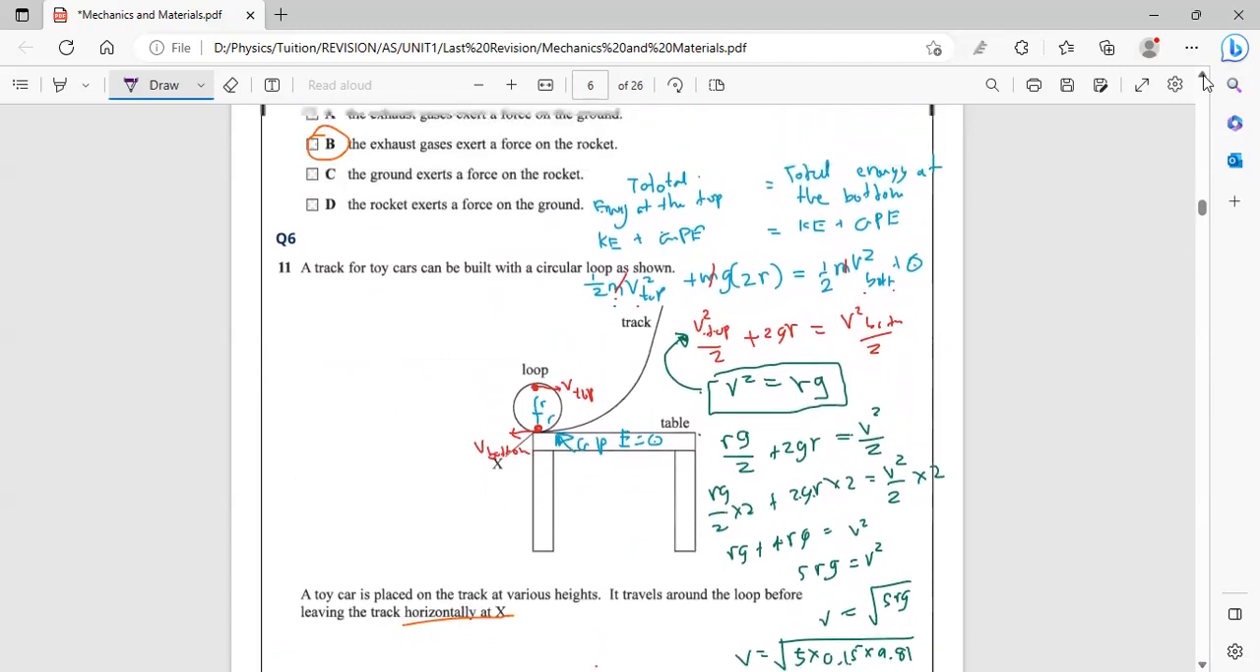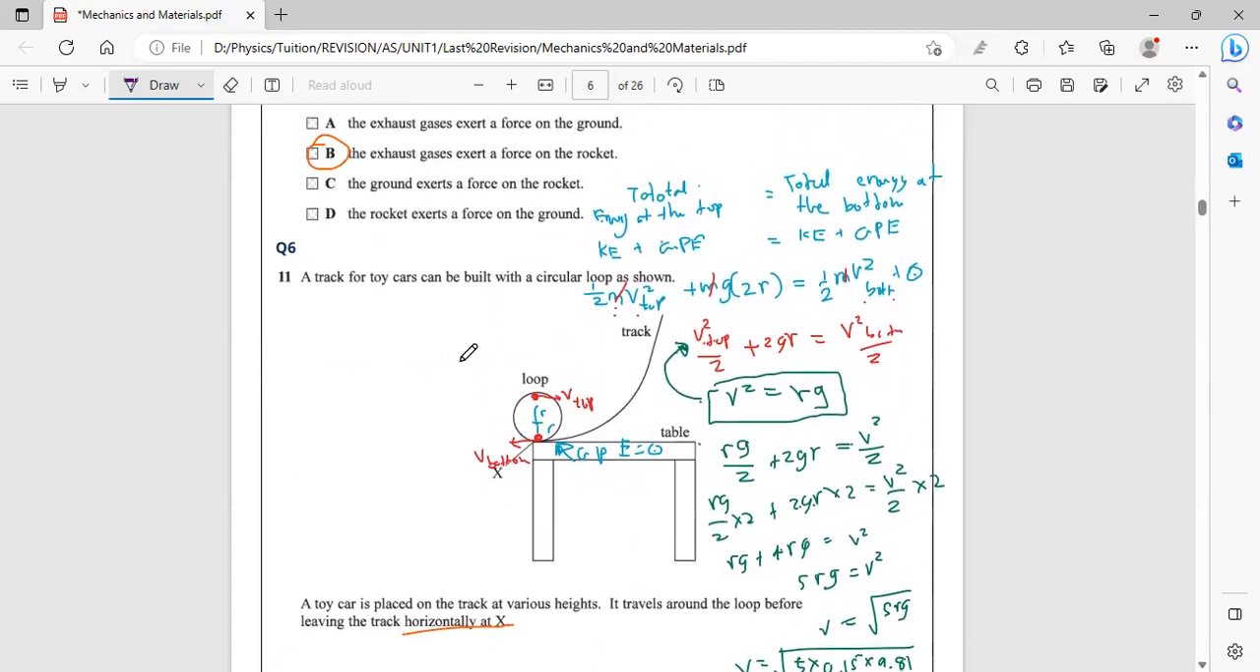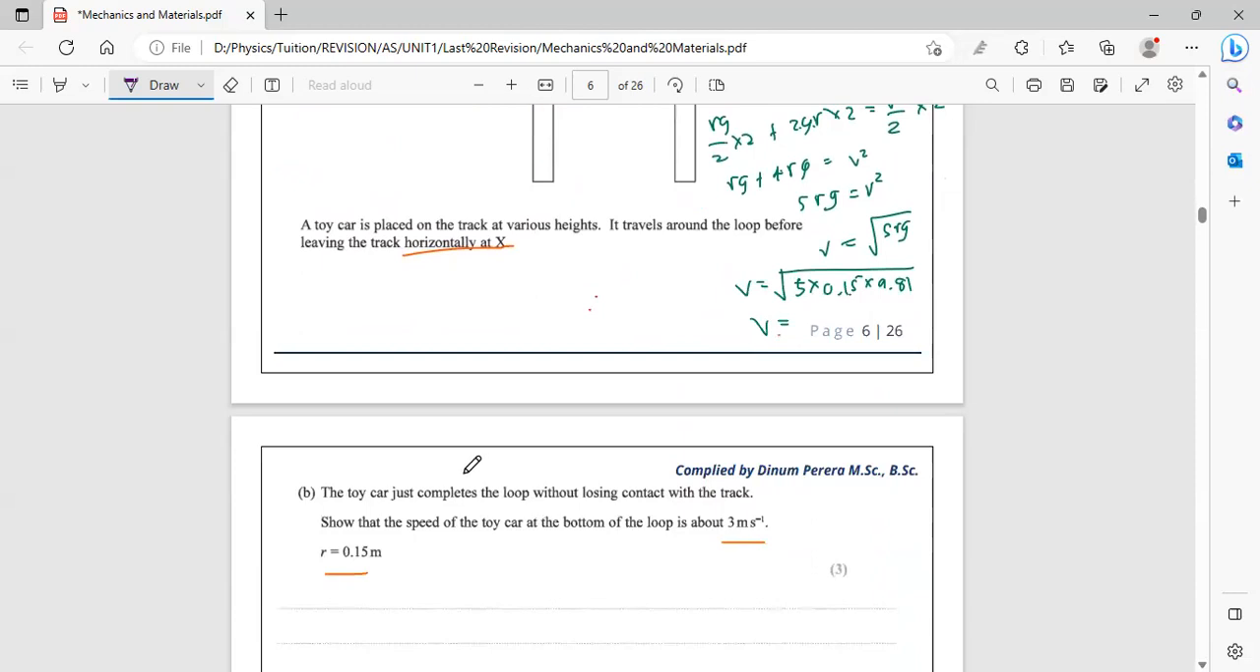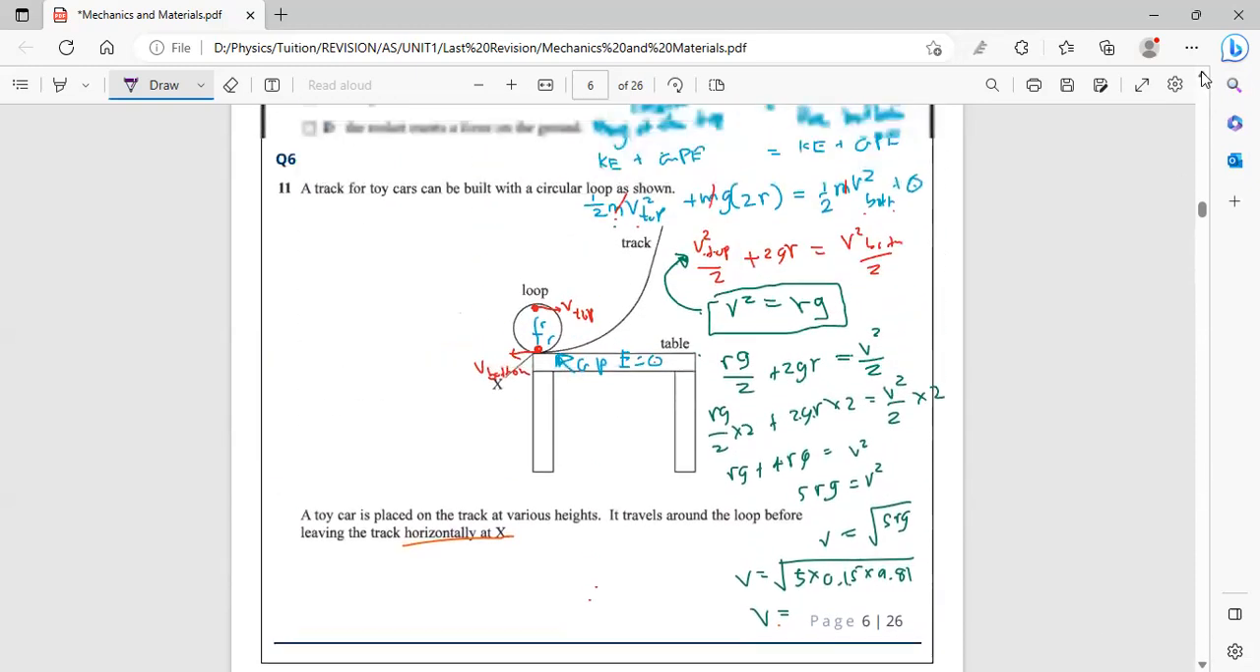Right. Question number 6. A track for a toy car can be built with a circular loop as shown. A toy car is placed on the track at various heights. It travels around the loop before leaving the track horizontally at X. The toy car just completes the loop without losing contact with the track. Show that the speed of the toy car at the bottom of the loop is about 3 meters per second. R is 0.15.